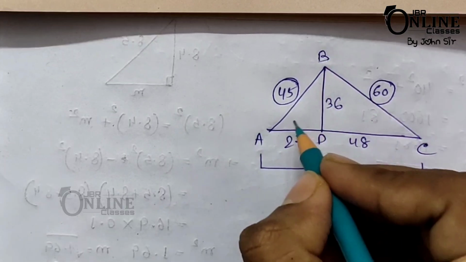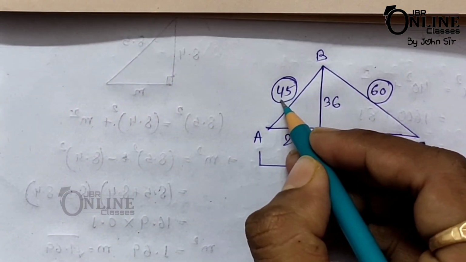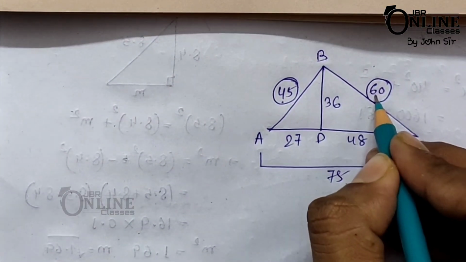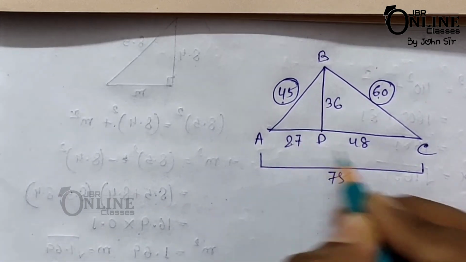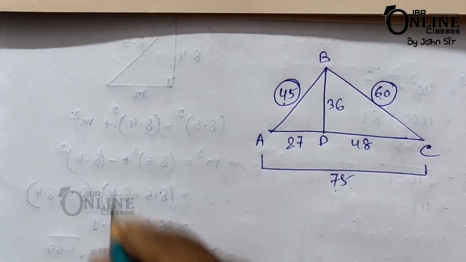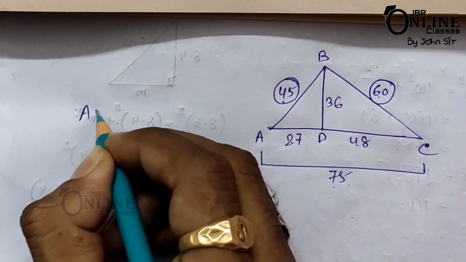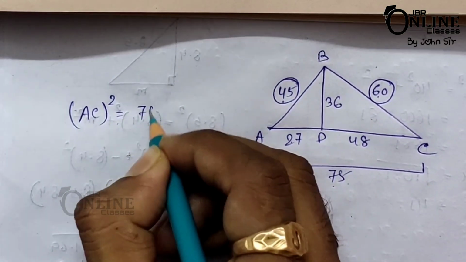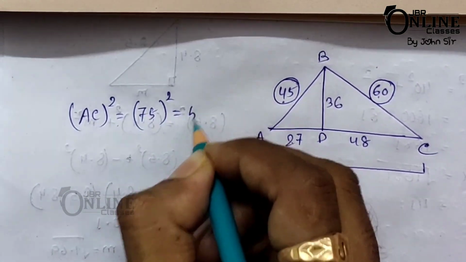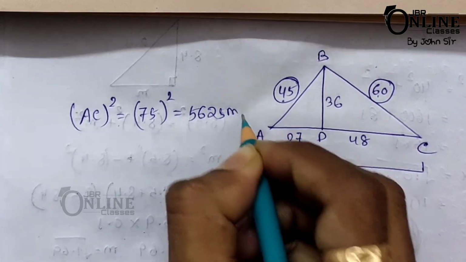So here after calculation you will get AB equal to 45 and BC equal to 60, and here AC equals 27 plus 40, that equals 75. Now AC square, that means 75 whole square, and that becomes 5625 meter.